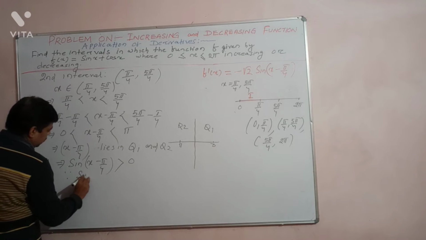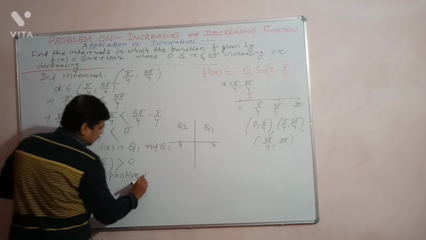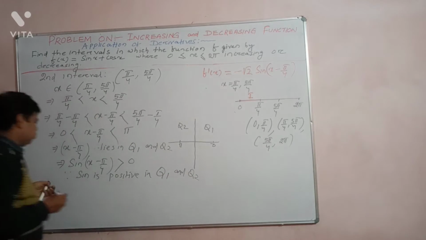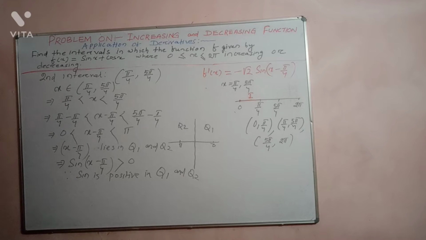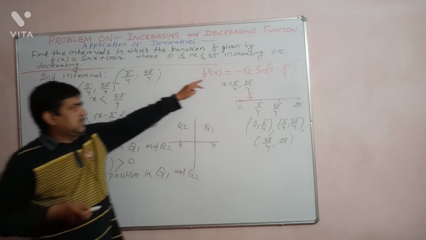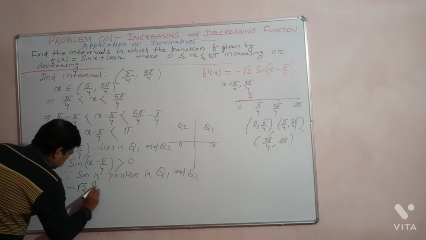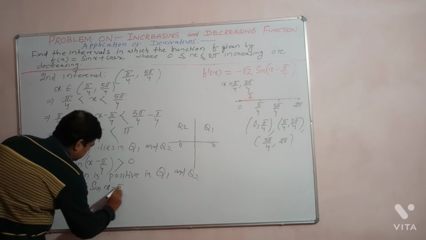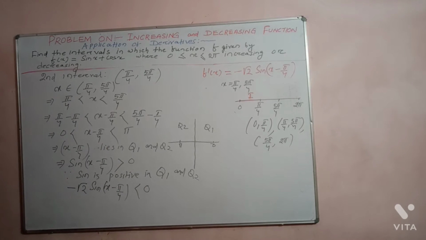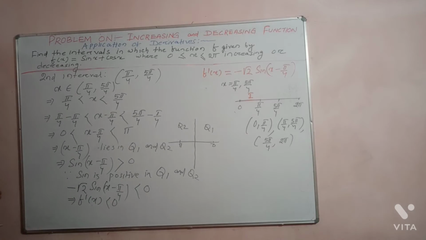Why? Because sin is positive in the first quadrant Q1 and second quadrant Q2. Understand? So since sin(x minus pi by 4) is greater than 0, here f dash x is minus root 2 sin(x minus pi by 4). Let us multiply by minus root 2. If you multiply by minus root 2, it will be greater than, will be what? Less than. Yes or no? That implies f dash x is less than 0.